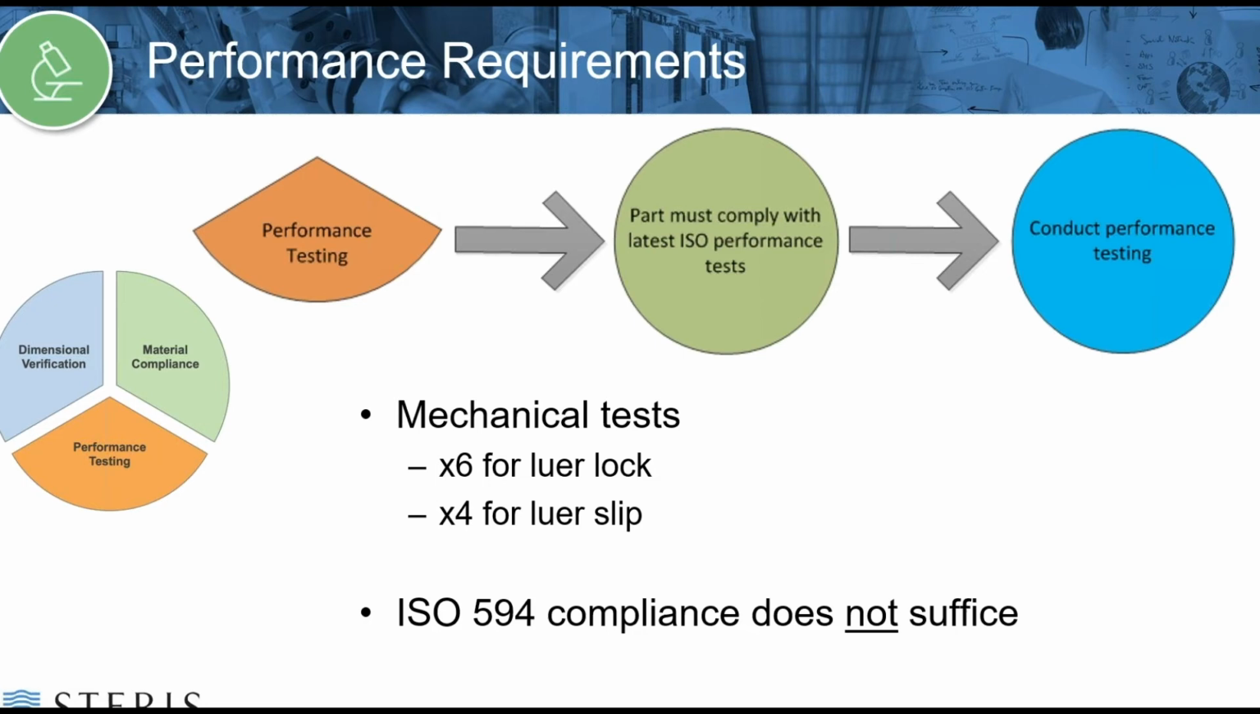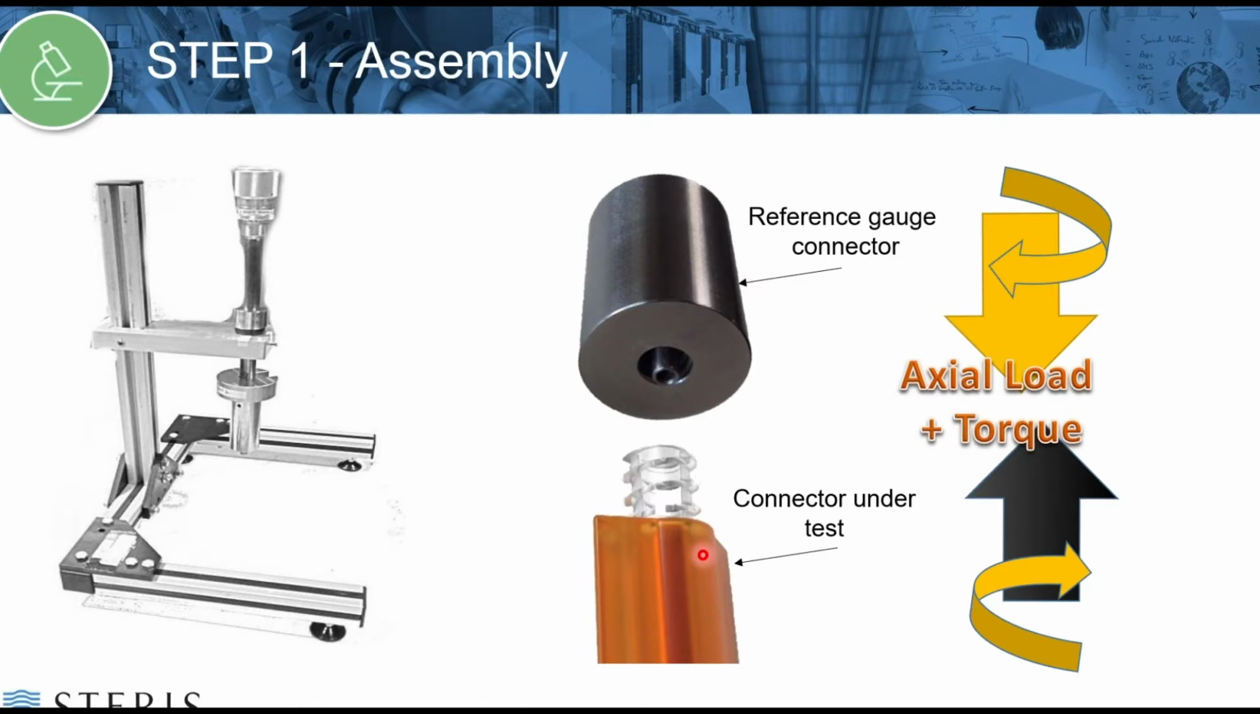Finally, performance requirements. These are a sequence of mechanical tests performed on the Luer connector with associated reference gauge connectors. There are 6 mechanical tests required to prove compliance with the Luer lock connector, and 4 tests required to prove a Luer slip connector. And while on the surface these tests appear to be very similar to the tests performed in ISO 594, compliance to ISO 594 does not suffice the full requirements of 80369. So testing typically needs to be repeated. So I'll get into the 6 test methods that are detailed.